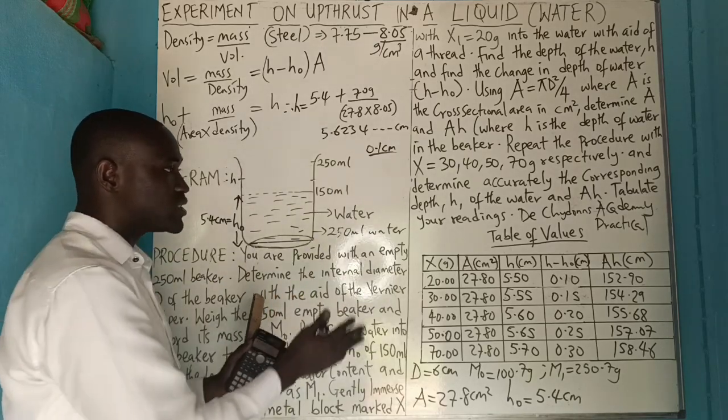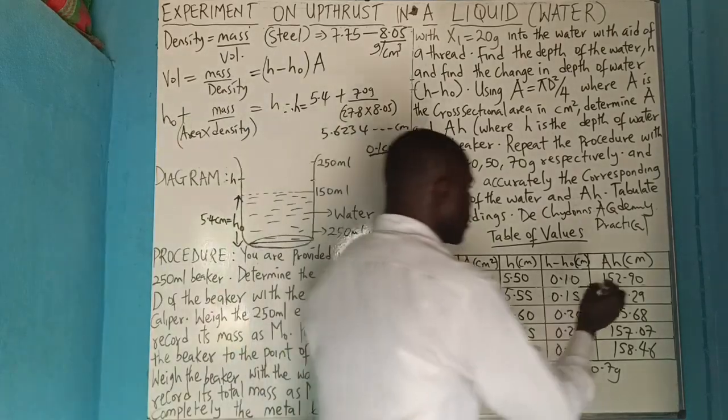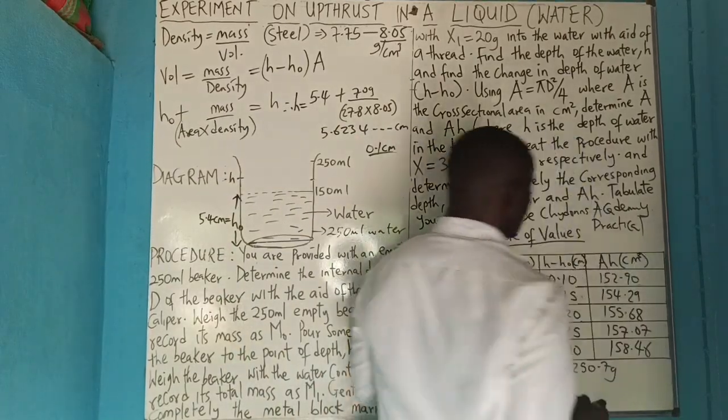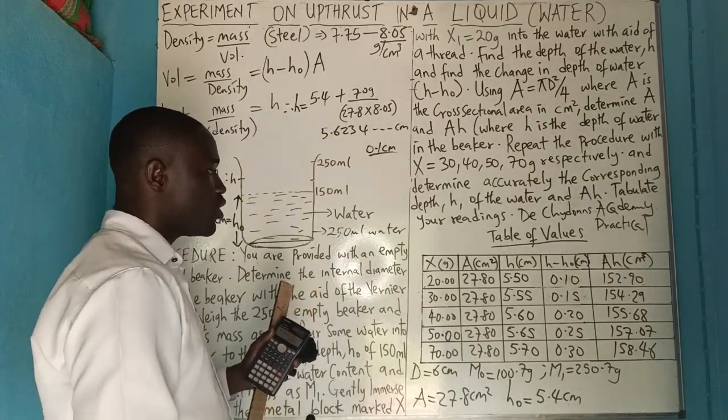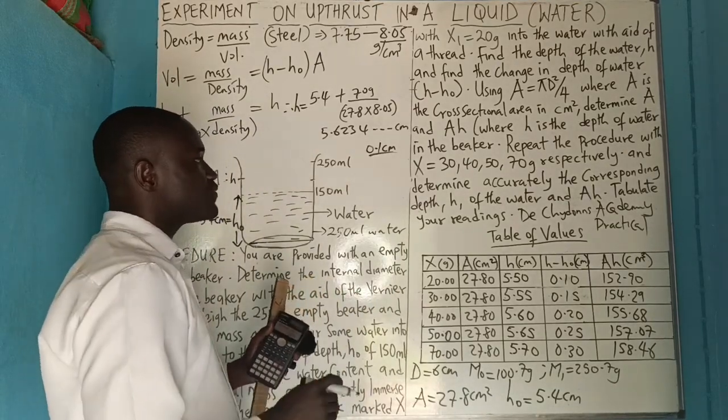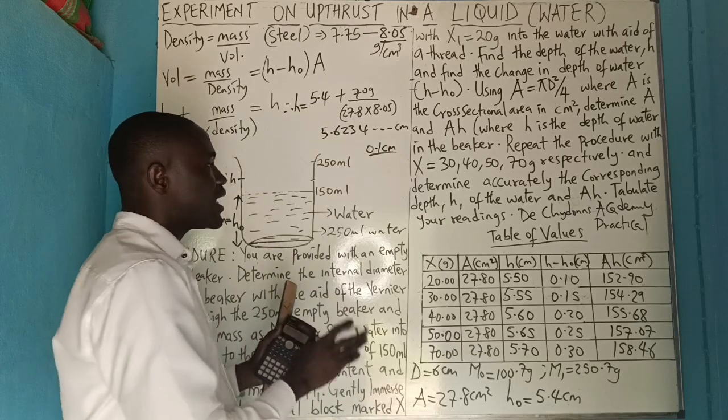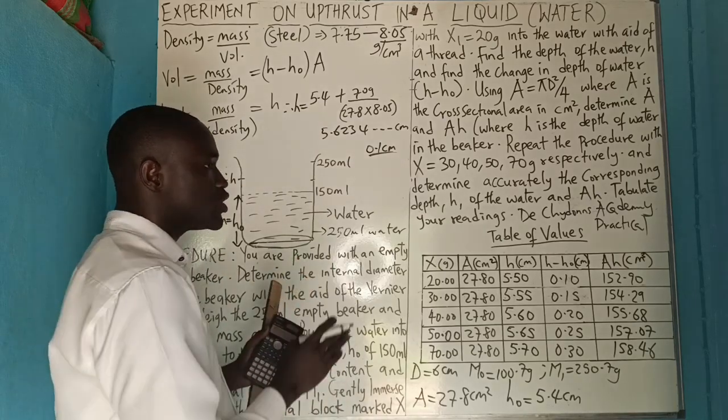We have gotten our table of values. The unit of AH is cm cube, area times height, cm cube. Okay, so next is for us to plot the graphs and answer questions that will follow it up.